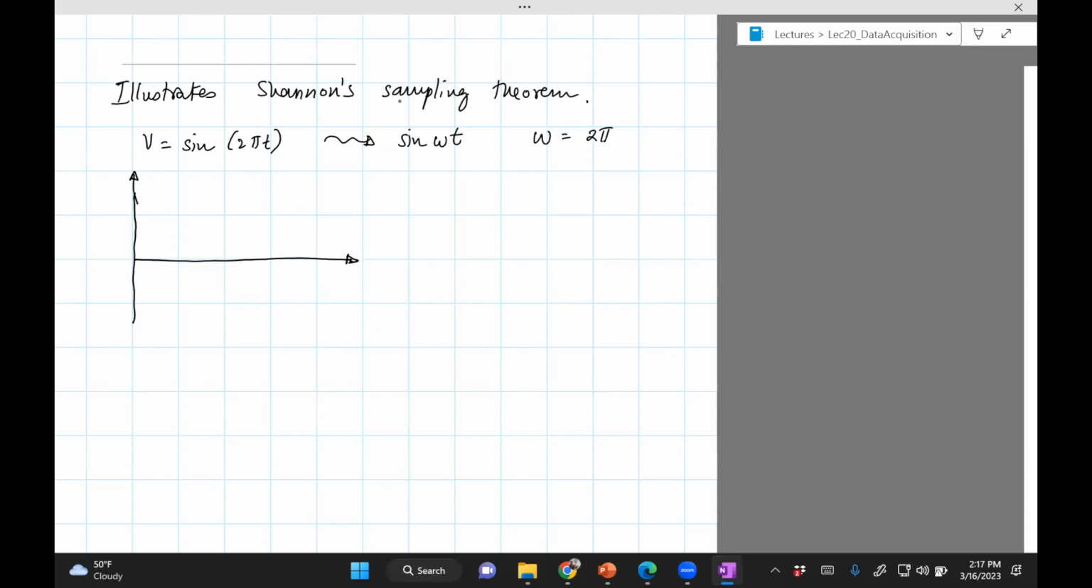So the angular frequency is 2 pi. But then we'll try to write the frequency in terms of time period. We know that the time period is 2 pi divided by omega, and so this will be 2 pi divided by 2 pi. So the time period is 1 second, which means that the frequency is 1 over time, which is 1 hertz. So this signal has a time period of 1 and a frequency of 1 hertz.